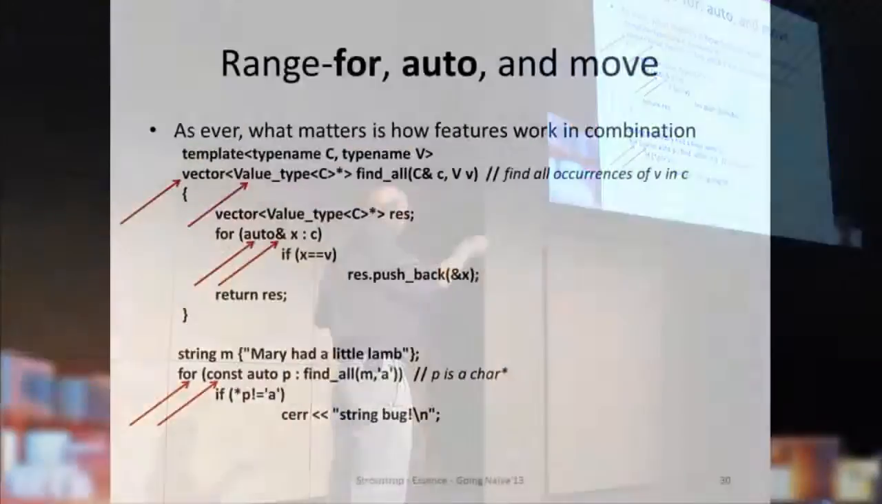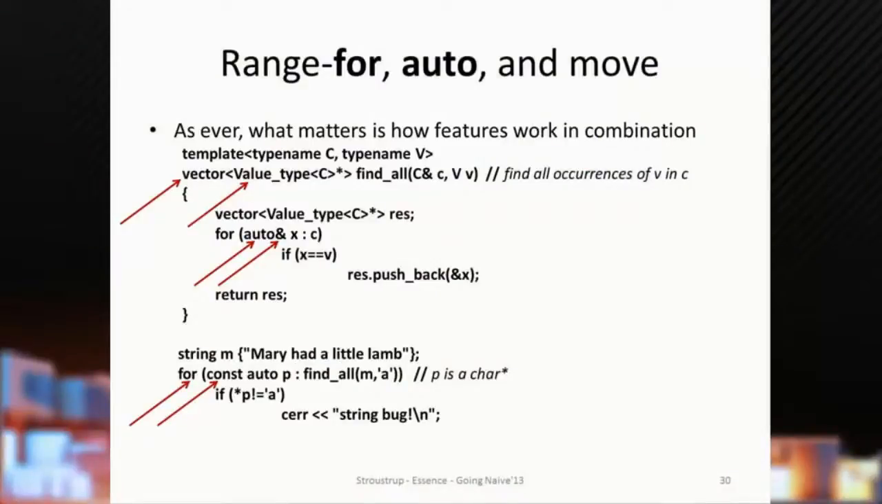And I implement it by taking a local variable and I fill it up. I use the new for loop, the range for loop, and I say for all x's in c, and x of course is of the type of the elements in c. The compiler knows that, so I don't have to tell it. That's what auto says. And it's a reference because I wanted to collect information of where they were. If x equals v, put a pointer to it onto res, and when we're finished, we return res.